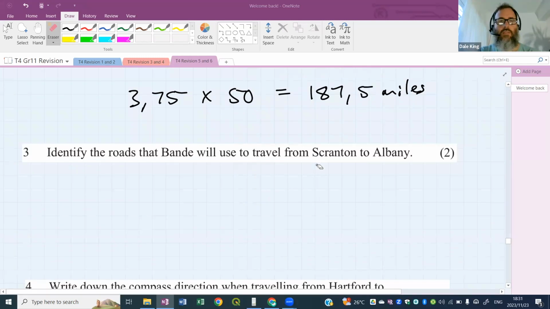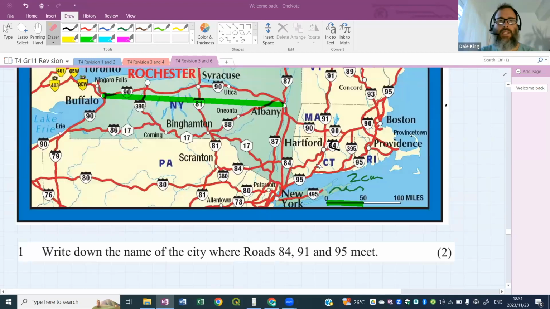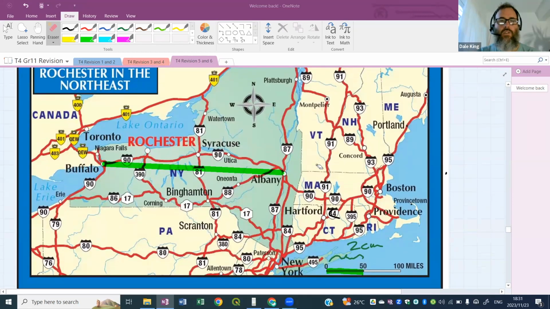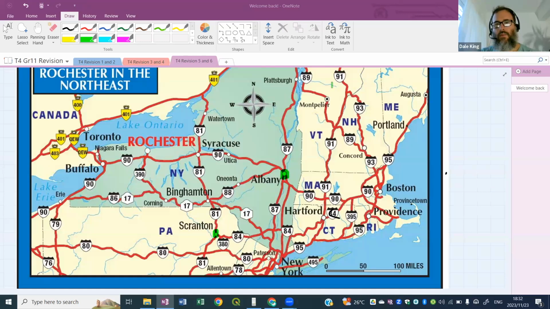All right, number 3. Identify the roads that Bande will use to travel from Scranton to Albany. Now we know where Albany is. So Albany is this little white dot over there that I've highlighted in green. Scranton is down here. Identify the roads that someone will take to go from Scranton to Albany. From Scranton to Albany, what roads must you take?